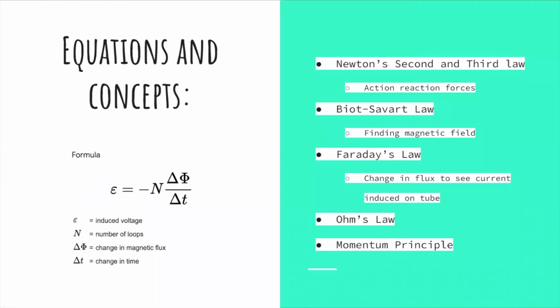Some key concepts and equations that we would be using are Newton's second and third law. We would be using the action-reaction forces within these laws, and the Biot-Savart law when finding the magnetic field acting on the tube. We would also use Faraday's law, finding the change in flux to see the current that was induced on the tube. We would also be using Ohm's law and the momentum principle.